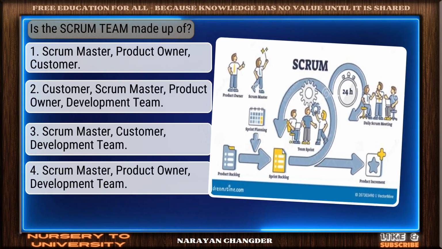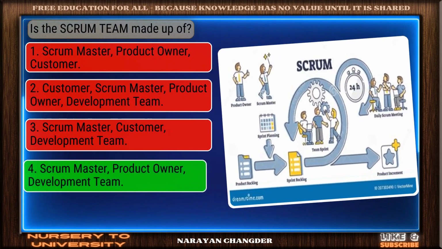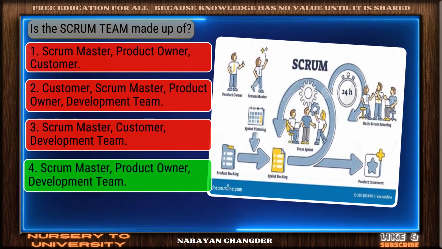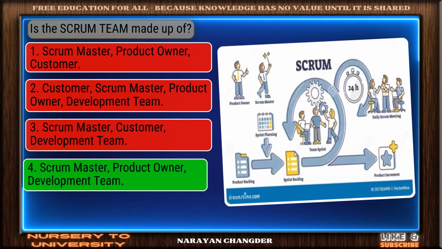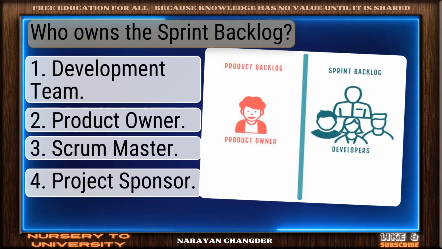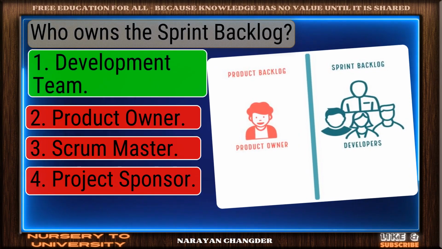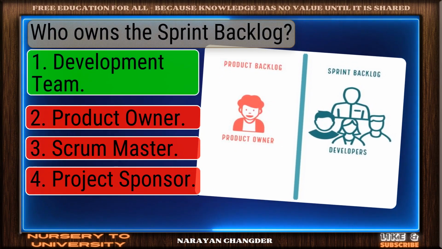Question number 35. Is the Scrum team made up of? Correct. Scrum Master, product owner, development team is the right answer. Question number 36. Who owns the sprint backlog? Excellent choice. Development team is the right answer.